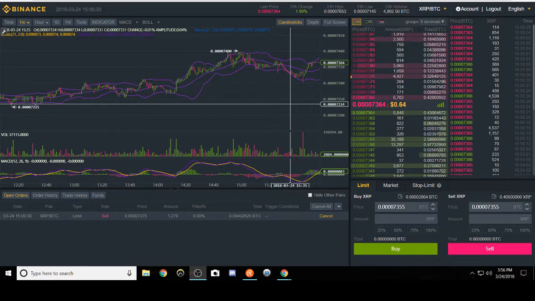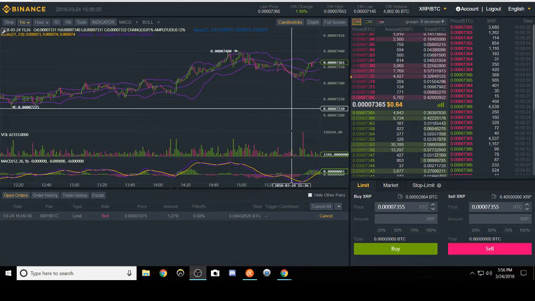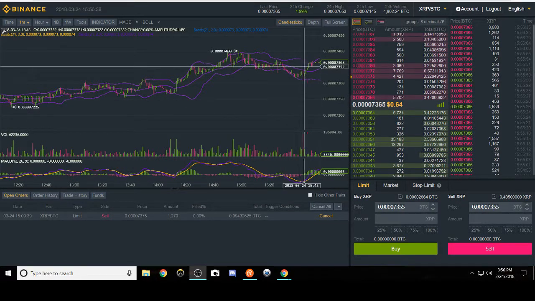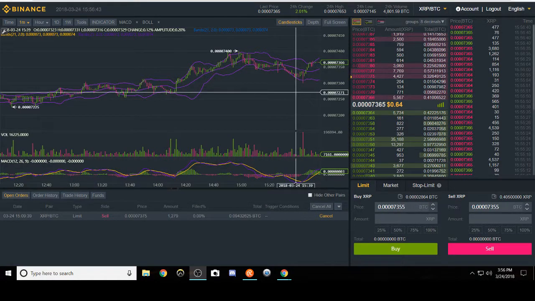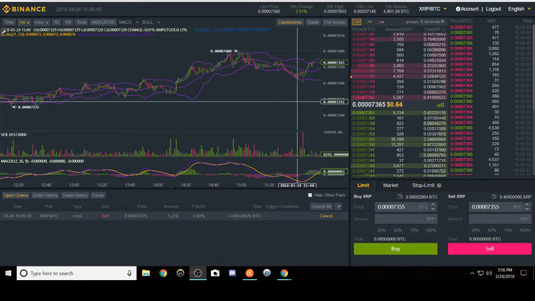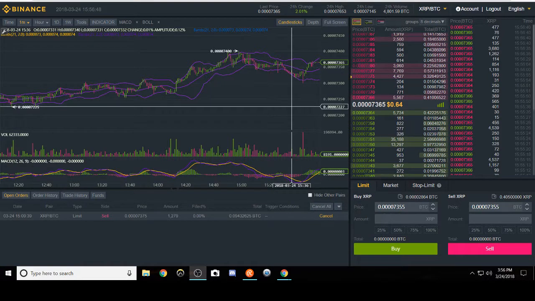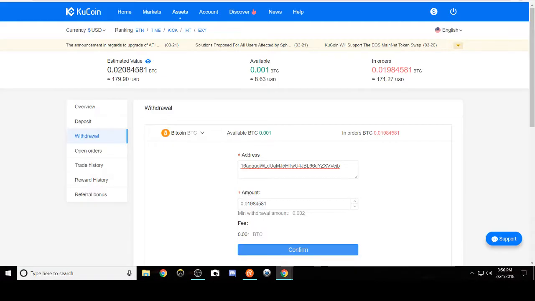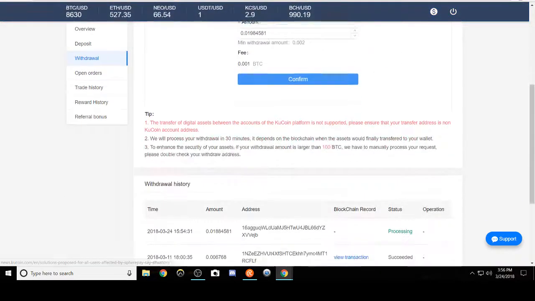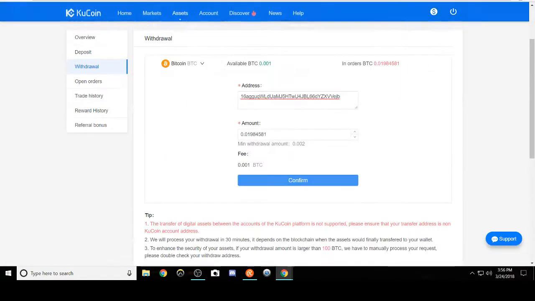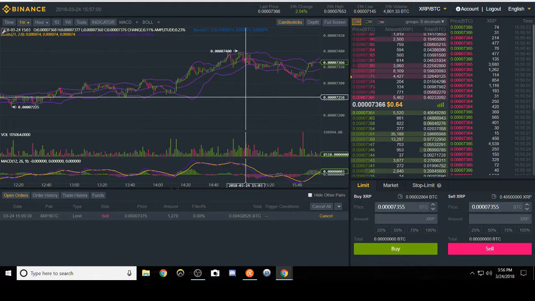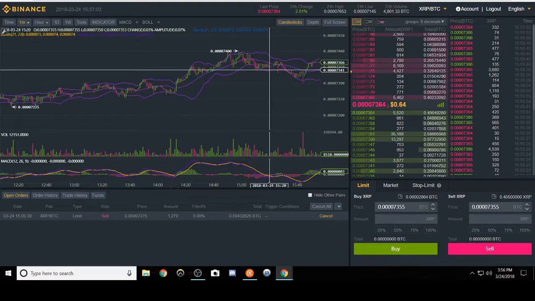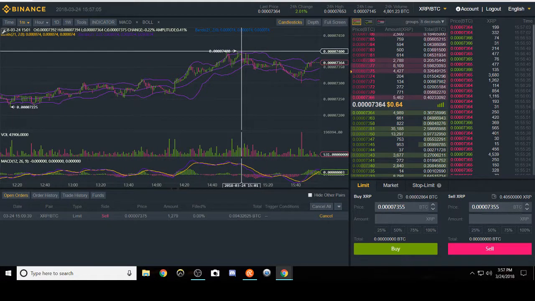Mm, looks like we're gonna get a little drop. Looks like right there we might get a little drop. See if we can get through now. Fucking KuCoin. Garbage. Let's make sure it's put through. Processing. Oh, and by the way, anybody who's watching this, I am not a financial advisor. Do this at your own risk.